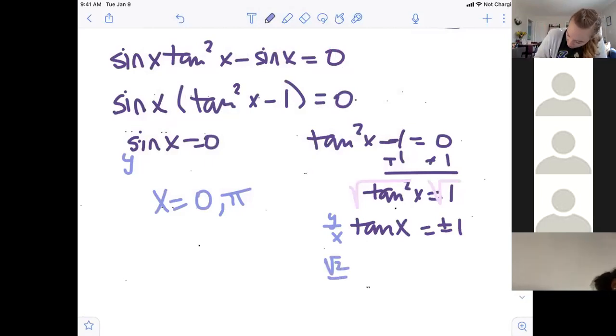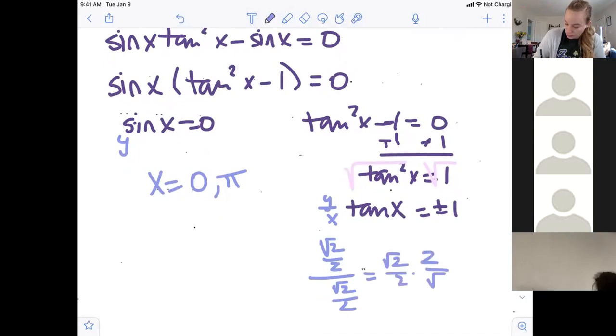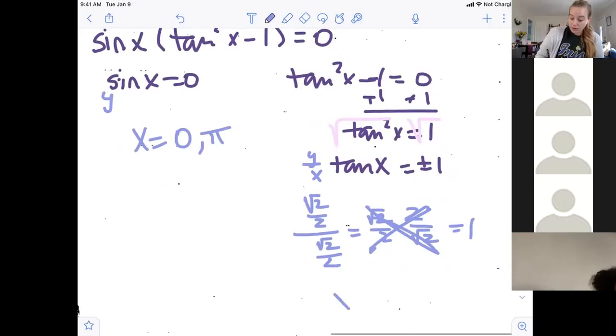And again, I've done this long enough, but you've also done this long enough that you should remember that we need the same thing on top and bottom. And the only point that's the same for your x and your y is 45, root 2 over 2, root 2 over 2. So 45 and all of its reference angles. That'd be root 2 over 2 times 2 over root 2, which cancel, and I get 1. So we're looking at our 45-degree angles.